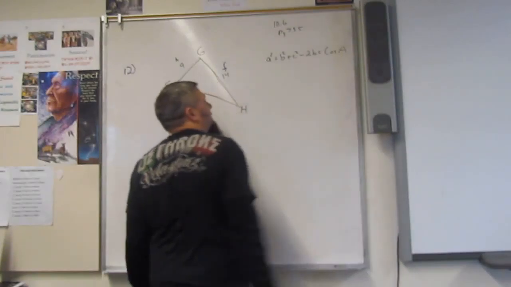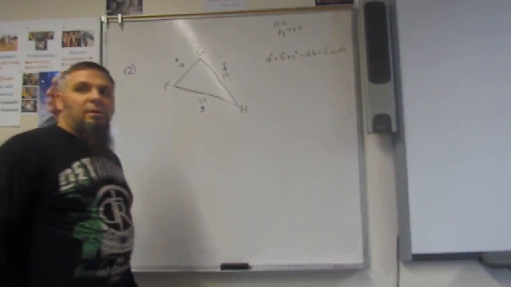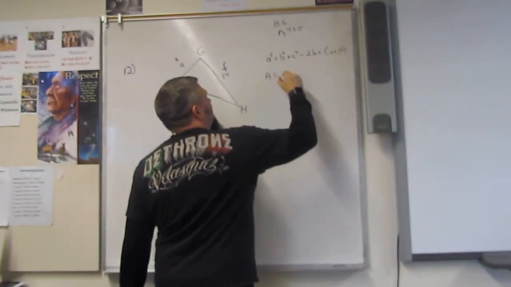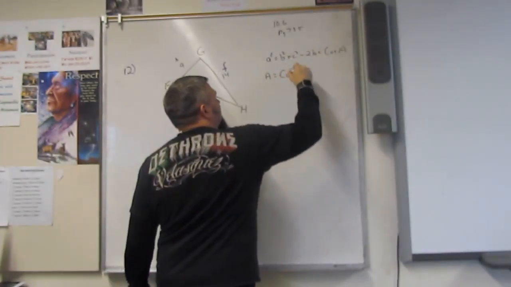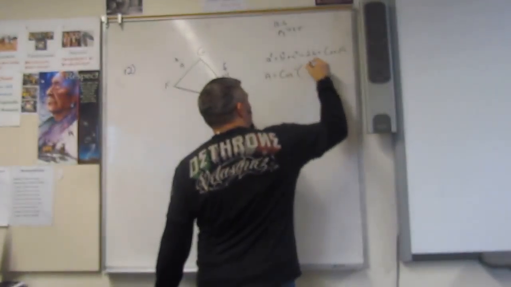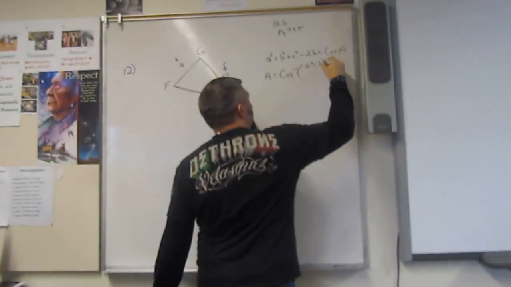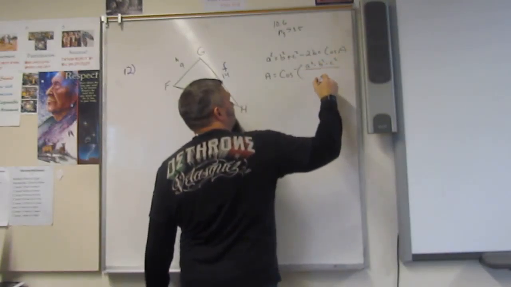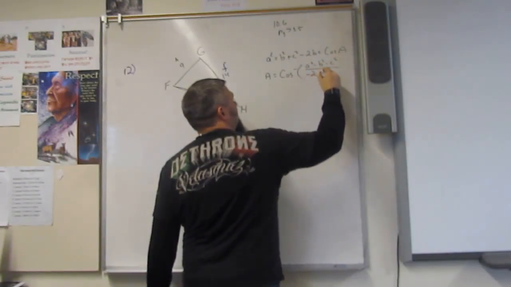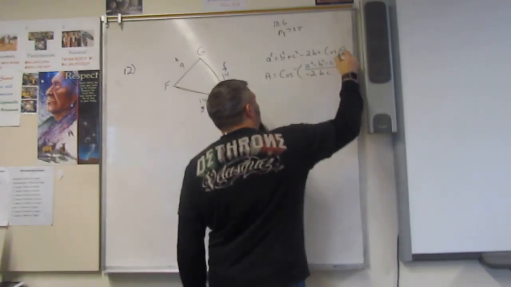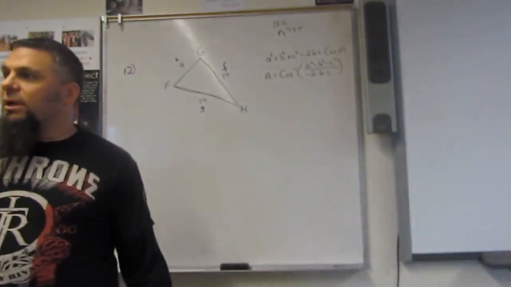Cosine A, good. Isn't the other one cosine inverse? Yeah, so the other one is going to be A is equal to the cosine inverse of a squared minus b squared minus c squared, divided by negative 2bc. See how these things are just right underneath each other? Makes it real easy.